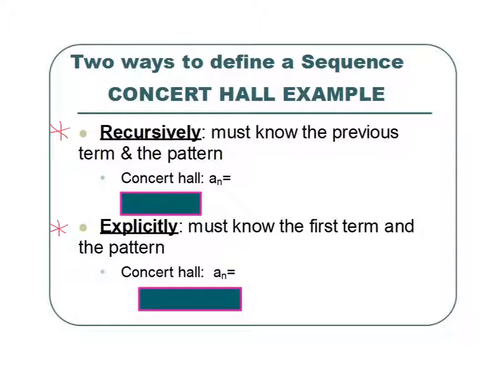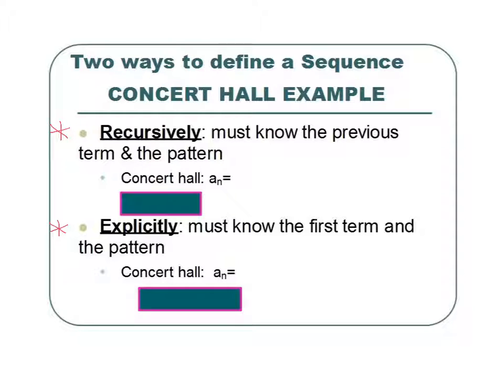So if I look at the concert hall, I have to know the previous term. Well, maybe I should talk a minute about this notation we use. This a sub n, it's kind of like when we do slope and you call it x2 minus x1. You're just labeling which x value that is. And so when we see a sub n, that means it's a particular term in a sequence.